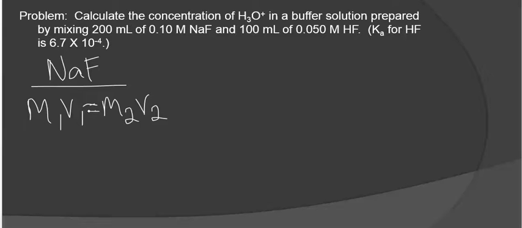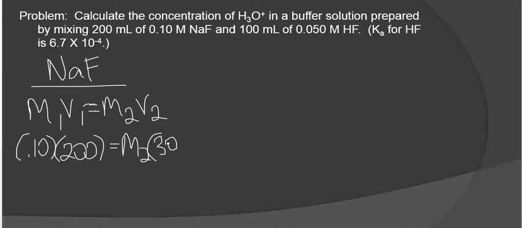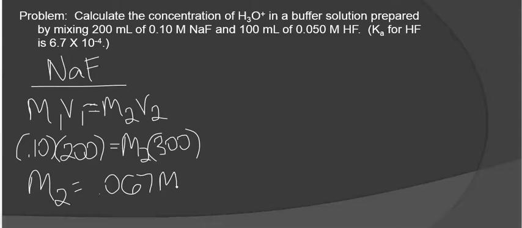So for NaF first, the initial concentration is 0.1. The volume is 200 mL. I want to solve for the new concentration, and V2, the new volume, is 300. I'm mixing 200 mL of NaF with 100 mL of HF. So my new concentration for the salt is 0.067 molar. I'm going to do the same thing for the acid.